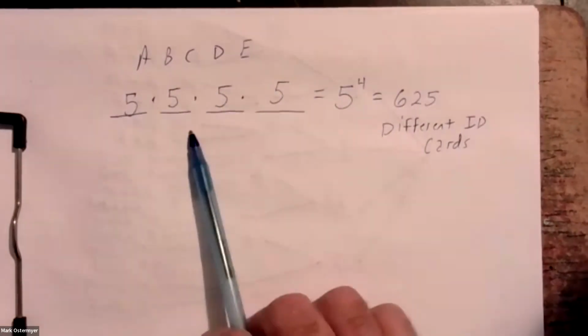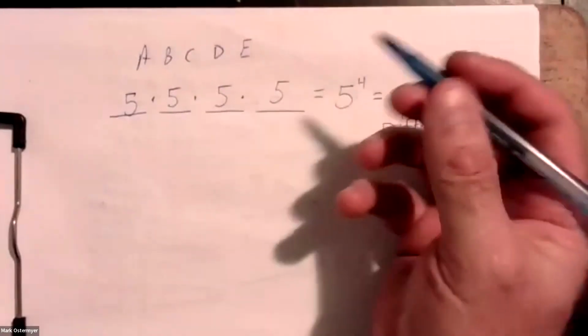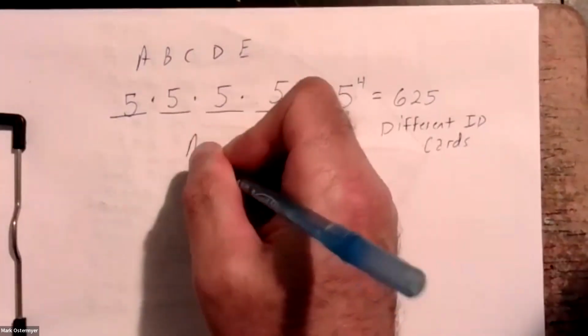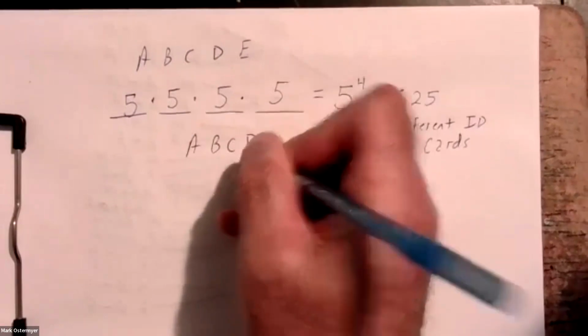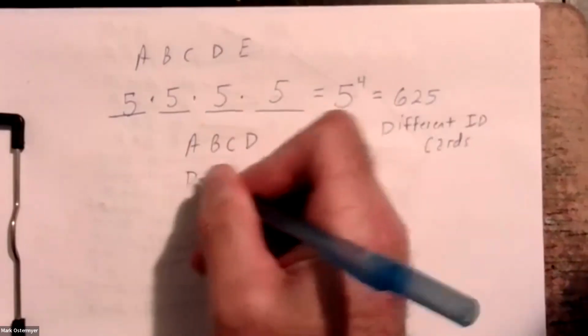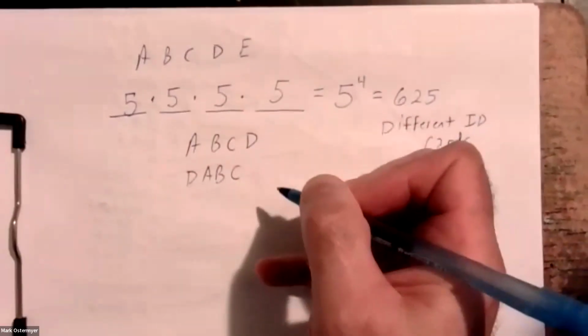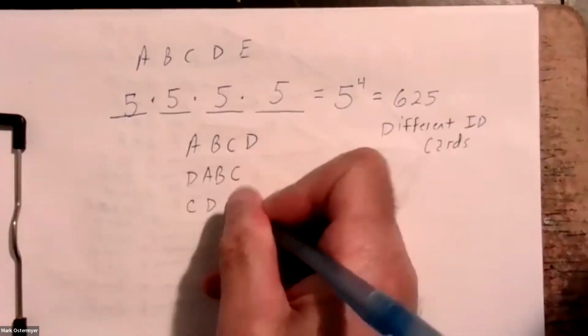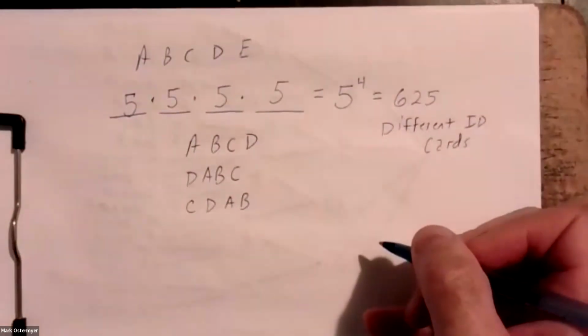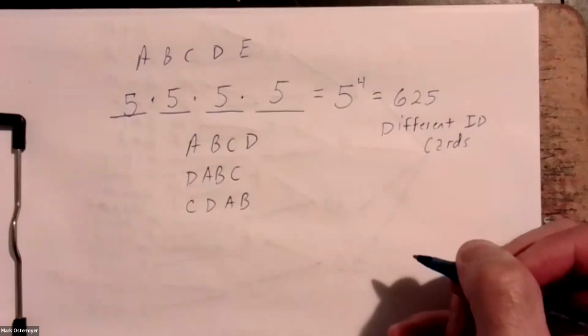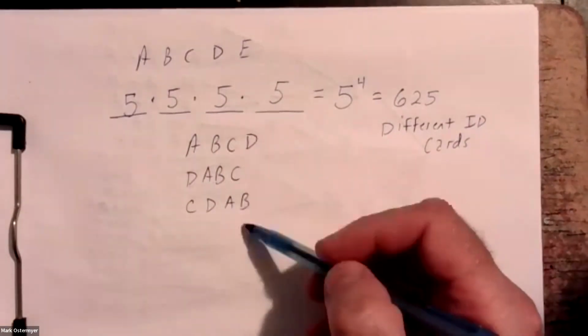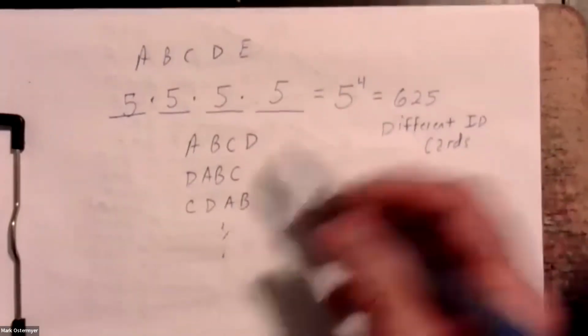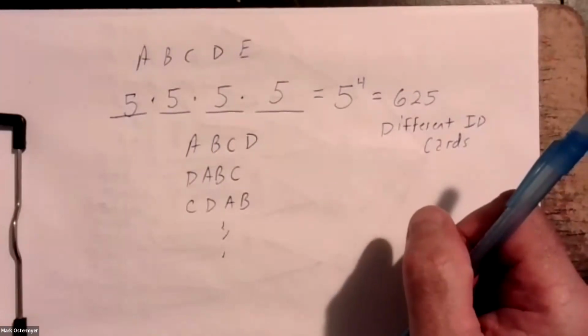So I'm not going to enumerate all of them. I'll maybe enumerate a couple of them. One ID card could be A, B, C, D. Another one could be D, A, B, C. Another one could be C, D, A, B. Okay, just to name 3 of them. But there's 622 more of these. So that would take a while to try to enumerate all the possibilities.